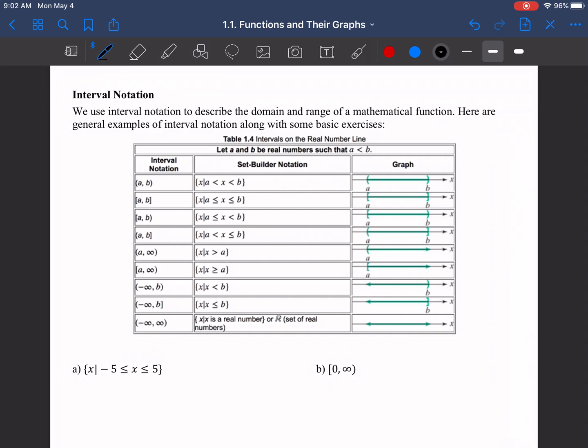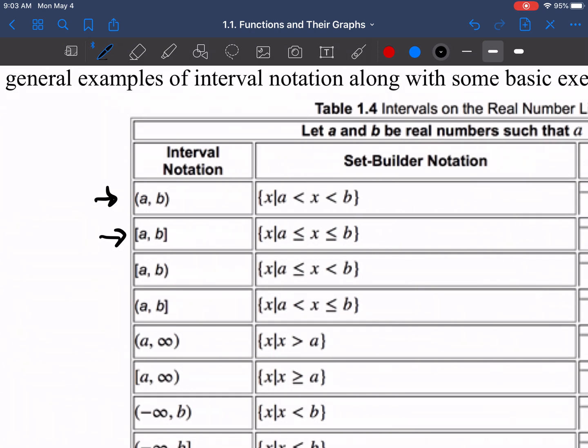We can use interval notation to describe domain and range of a mathematical function. Here are some general examples of interval notation along with some basic practice exercises for you. So first, you can see up here, interval notation. Whenever you have parentheses, it's going to be not inclusive, like this example here. If you have brackets, it means it includes the value that the bracket is around. So let me zoom in so you can see the difference. These are parentheses and these are square brackets.